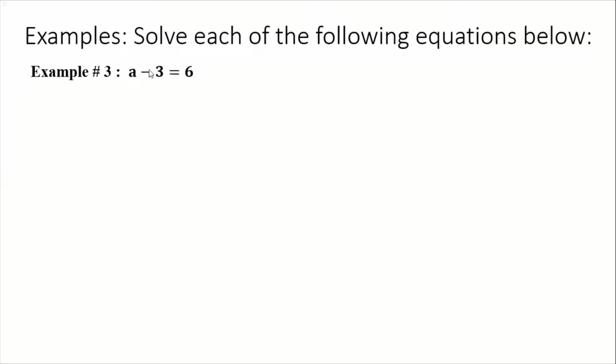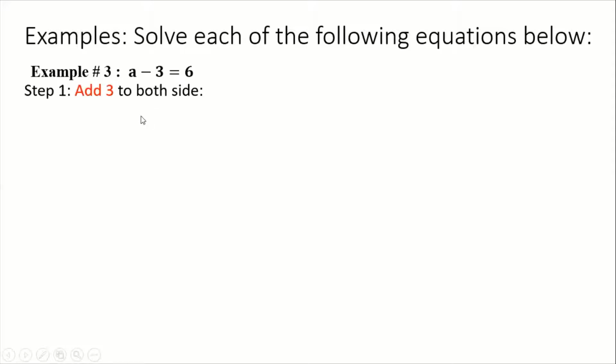If you notice here, we have a minus 3 beside this a. So we can transfer this minus 3 over to where 6 is. How can we do that? We can do that by doing the opposite of subtracting 3, which is to add 3. But we must remember, we must add it to both sides. So step 1, add 3 to both sides.